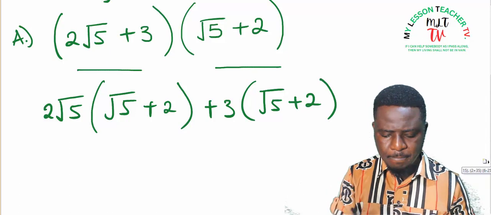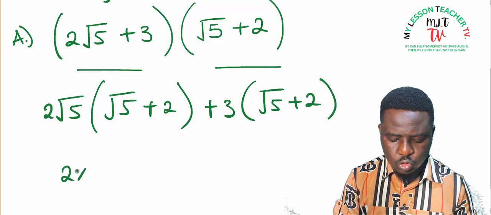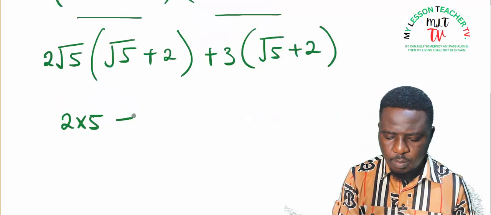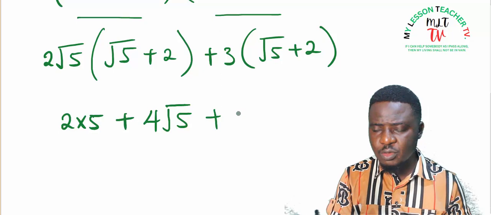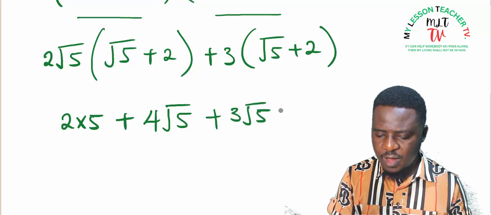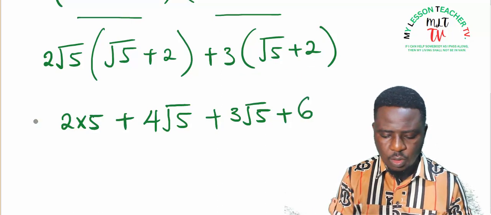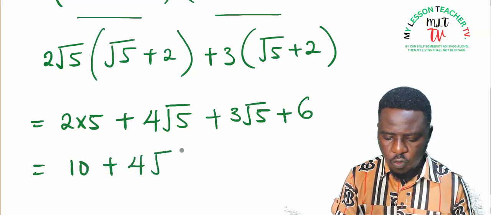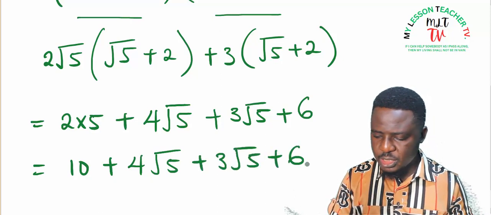Simplifying this further, this gives us 2 root 5 times root 5 will be 2 times 5, because root 5 times root 5 is 5, plus 2 root 5 times 2 gives us 4 root 5, while 3 times root 5 is 3 root 5, plus 3 times plus 2 is plus 6. When you simplify, this becomes 10 plus 4 root 5 plus 3 root 5 plus 6.